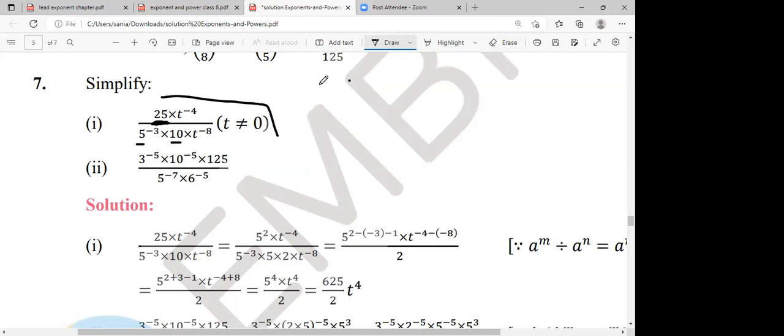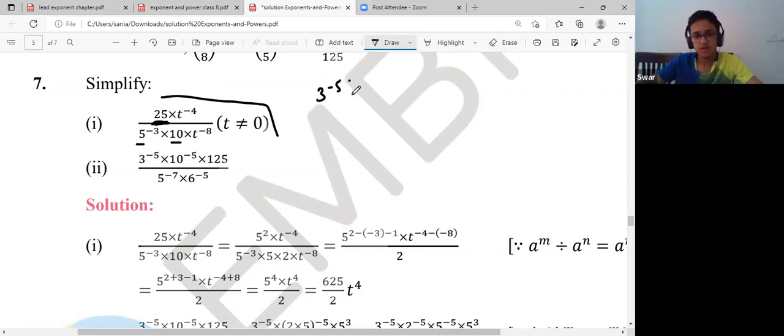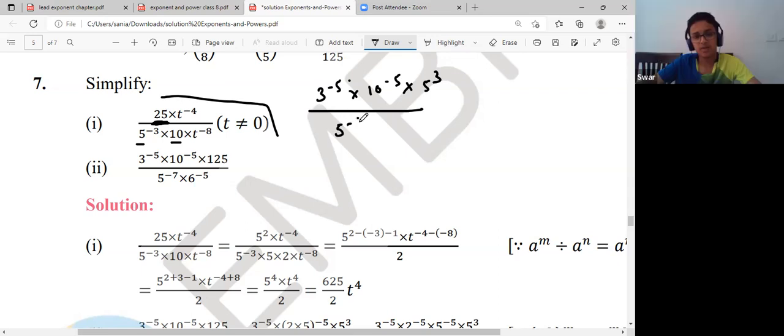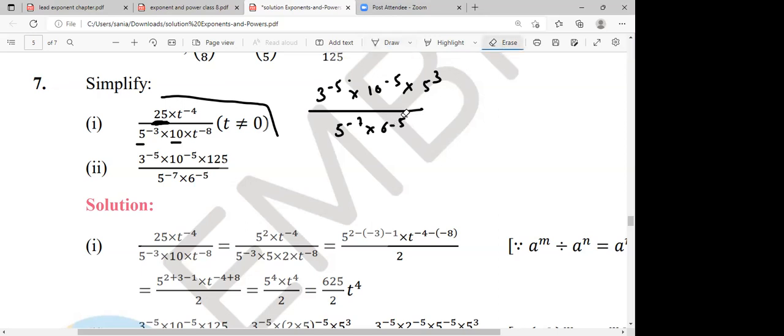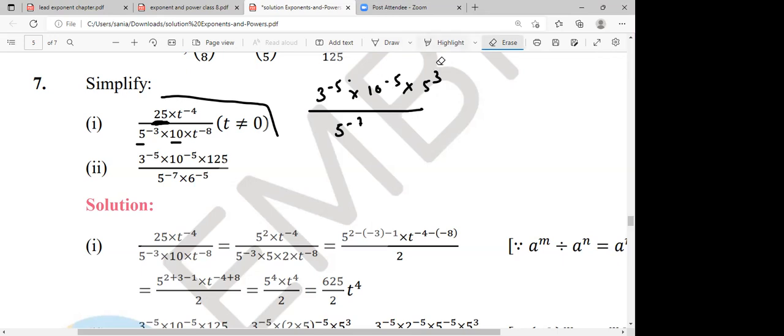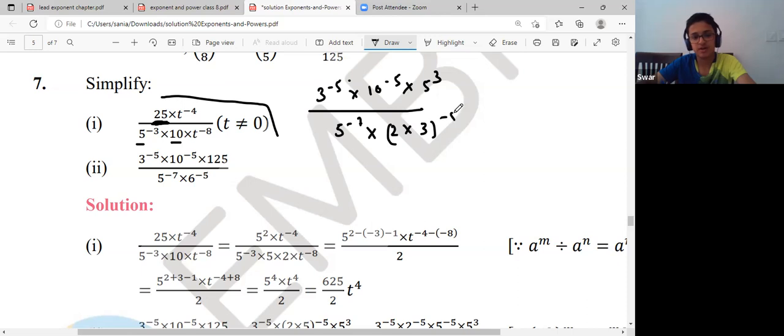First of all, I'll write 3 raised to the power minus 5, multiplied by 10 raised to the power minus 5, multiplied by 5 cube. Downward, it will be the same: 5 to the power minus 7 multiplied by 2 multiplied by 3. Ma'am, but 6 is not a prime number, right? So why didn't you do that earlier as well? Oh yeah, in 10 also you have to do it, right? So 5 multiplied by 2.